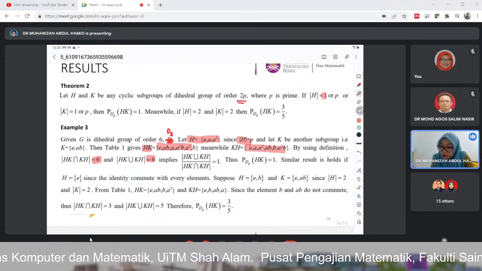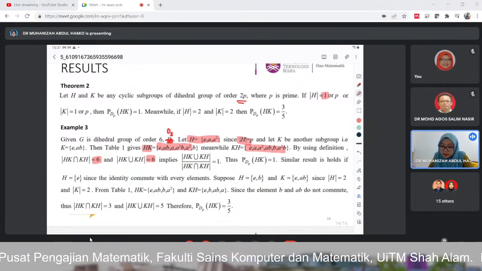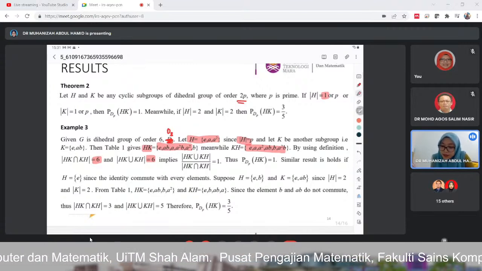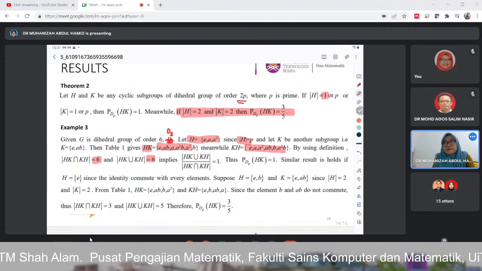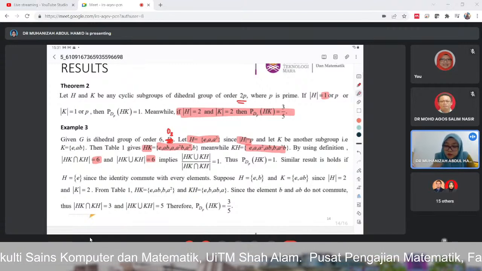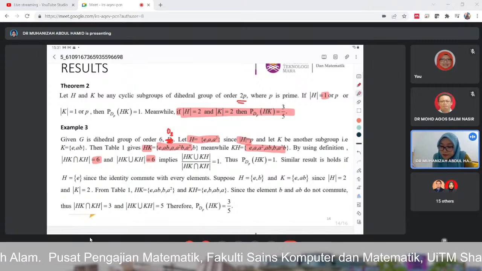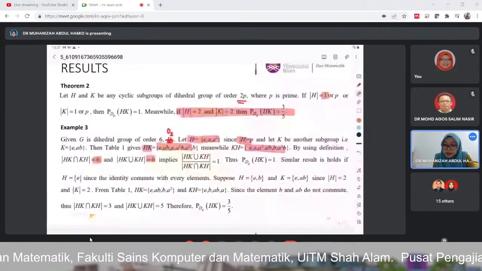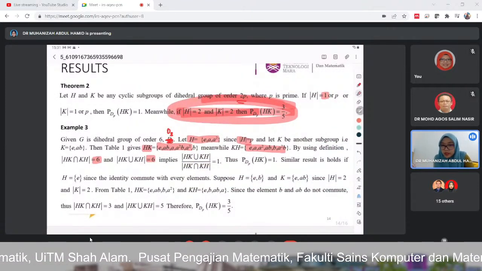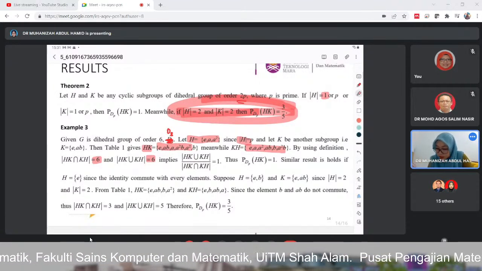And if we choose the order of H as 1, we will get the same result because the identity commutes with every element. The second part here is actually the same as in our proposition 1, but this one is for prime numbers, and that one is for odd. So actually, I just want to combine these two so that we have one theorem for this part.